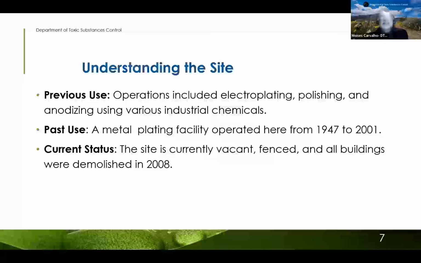Understanding the site. Regarding the site history, the property was home to a metal plating business for over 50 years, from 1947 to 2001. Their operations included electroplating and polishing, which required the use of various industrial chemicals. Currently, the site is vacant and fenced off, and all the original buildings were demolished in 2008.